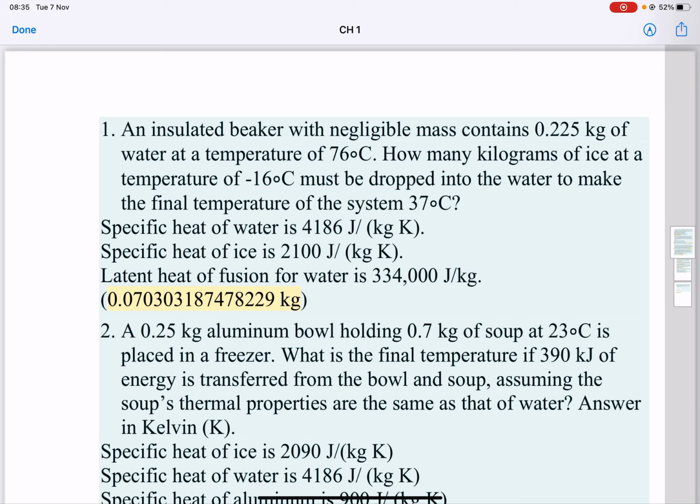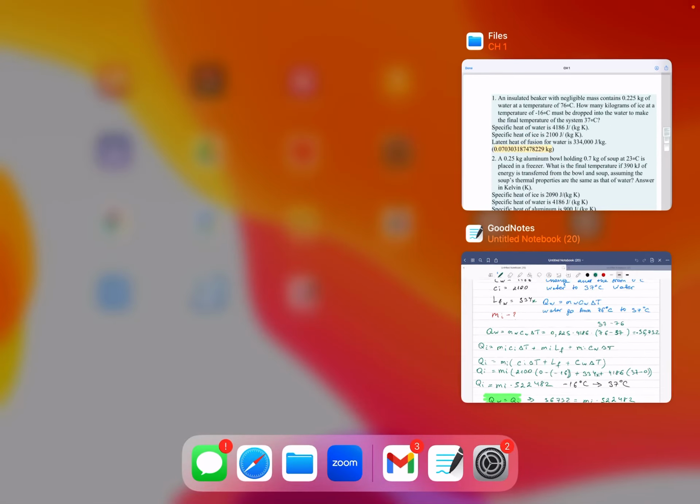So if we look here, we know that the final temperature is positive 37 degrees Celsius. Thus all the ice will be melted and converted into liquid. So we have to know how many kilograms of ice you should drop in at minus 16 degrees Celsius so that the final temperature becomes plus 37 degrees Celsius.